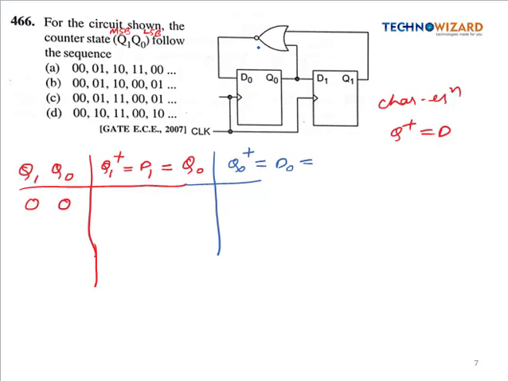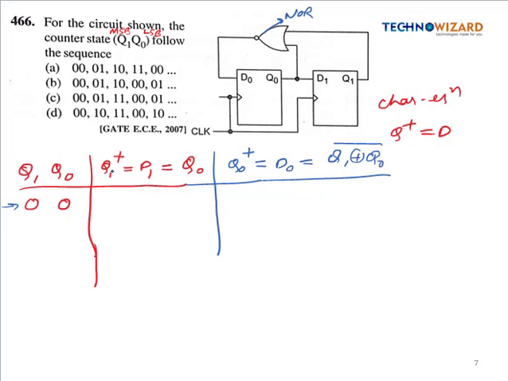And the D0 input is connected to, so this is basically a NOR gate, whose inputs are Q0 and Q1. So this is simply Q1 and Q0 bar. So this is a NOR gate. Now if the initial inputs are 0 0, then we will find the values of Q1 positive and Q0 positive, which are the next state.